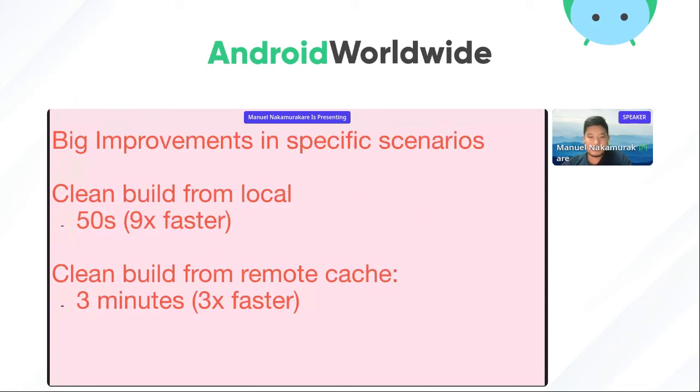Even though the numbers are not very impressive, we found very big improvements in some specific scenarios. For example, when doing clean builds from a local environment, we went to 50 seconds from 7 minutes, so it's about 9 times faster. And whenever we were doing clean builds from the remote cache, we were able to achieve build times of 3 minutes, which is 3 times faster.